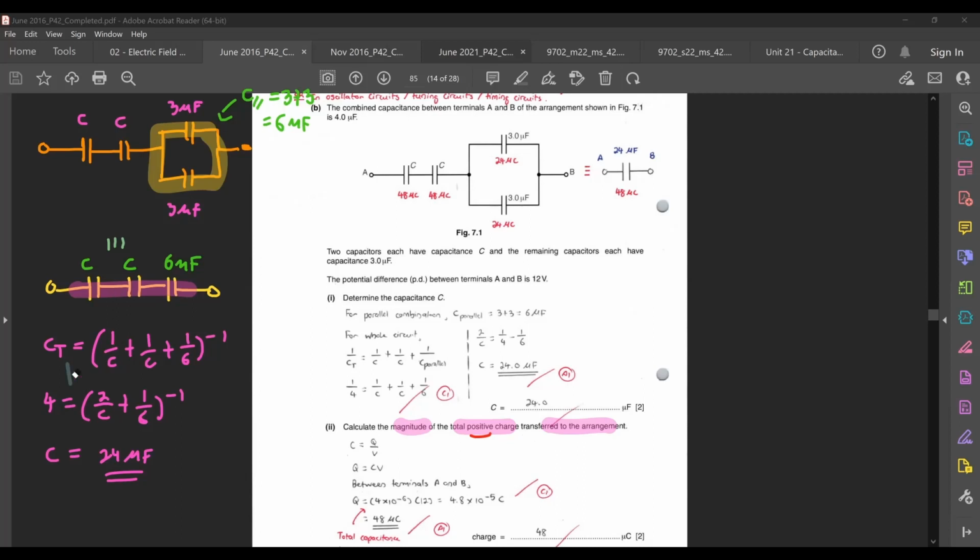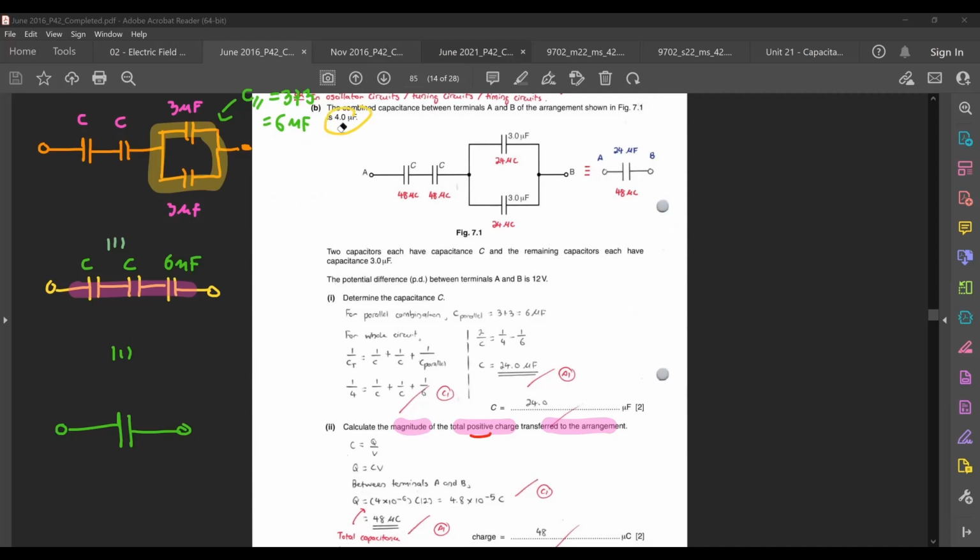So this one, let me just simplify this again. This one can again be simplified further, where I say that it is actually equivalent to something like this. Okay, this is what I can say. I can simplify it to a final capacitor whose capacitance is 4 microfarad. This is what I have. Okay, so this one is 4 microfarad here.